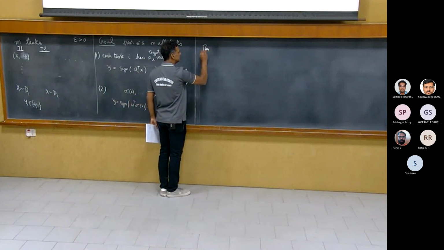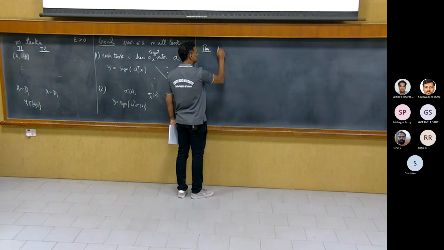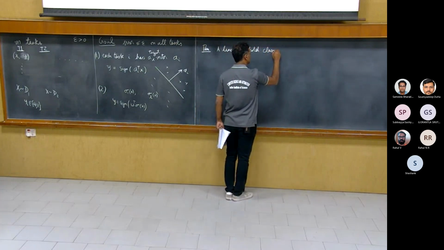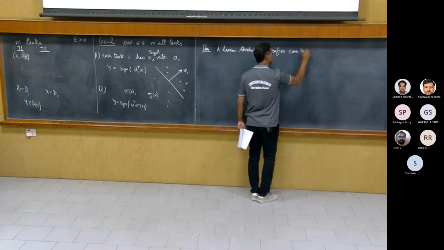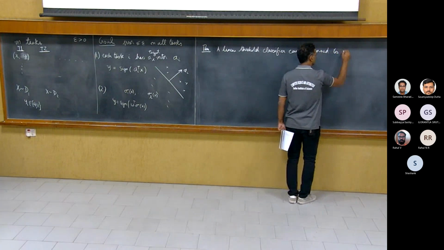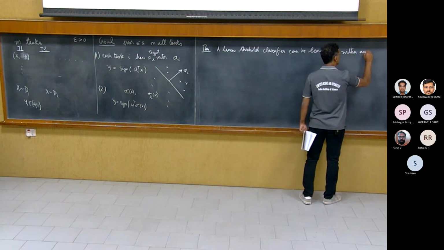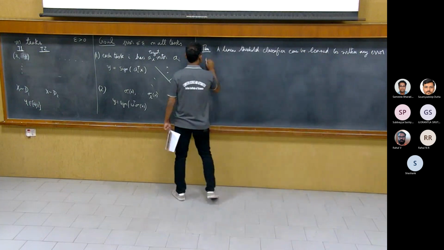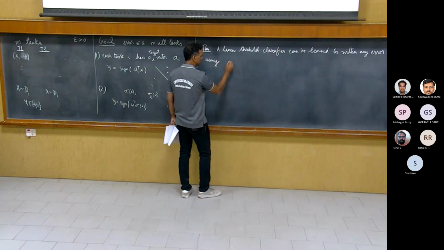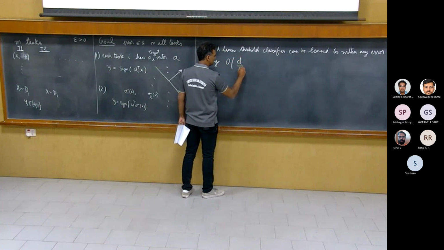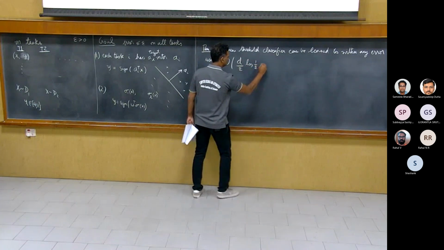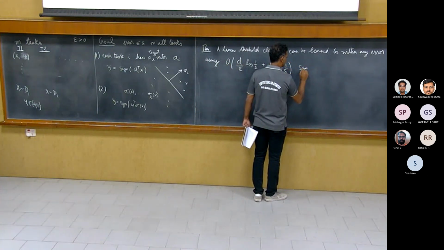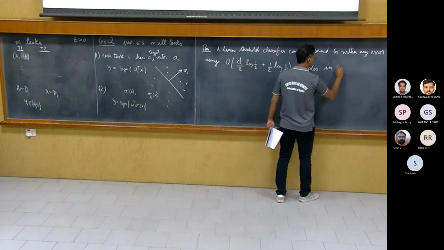So the classical theorem says that a linear threshold classifier can be learned to within any given error epsilon greater than or equal to 0 using order of d over epsilon log 1 over epsilon, 1 over epsilon log 1 over delta labeled samples, right, in polynomial time.